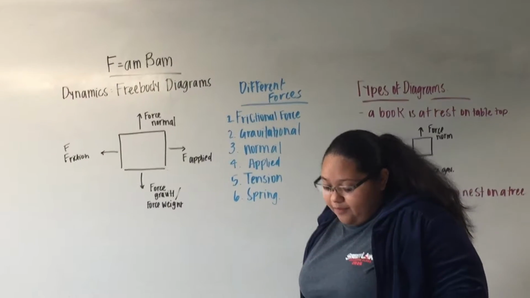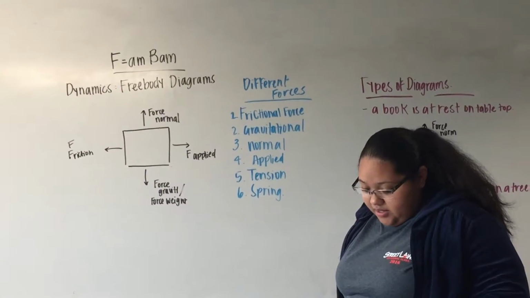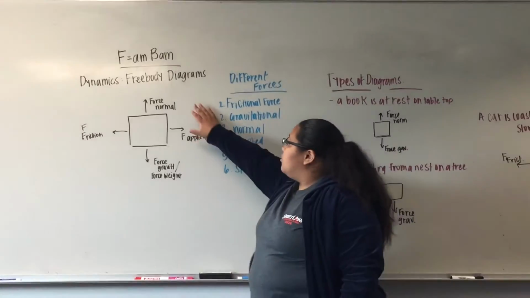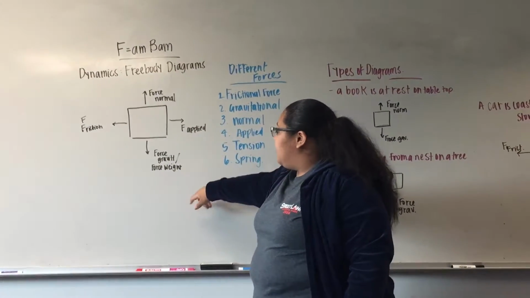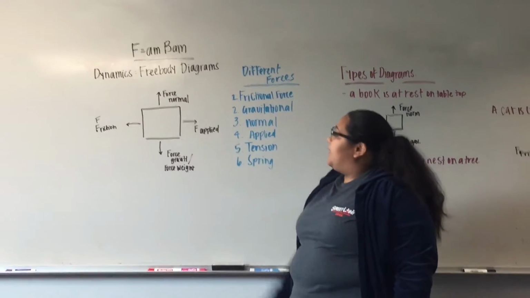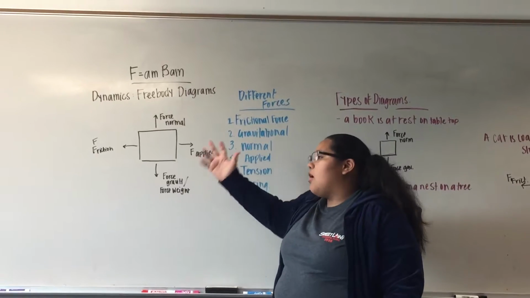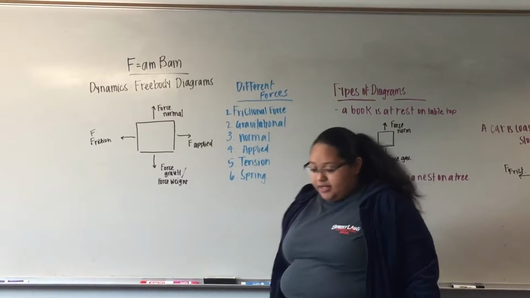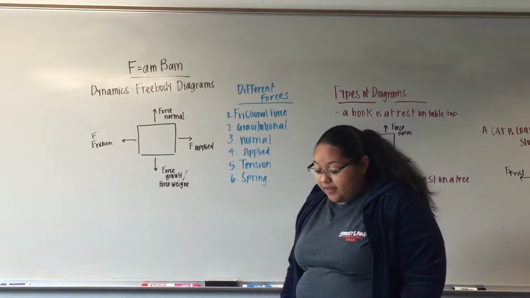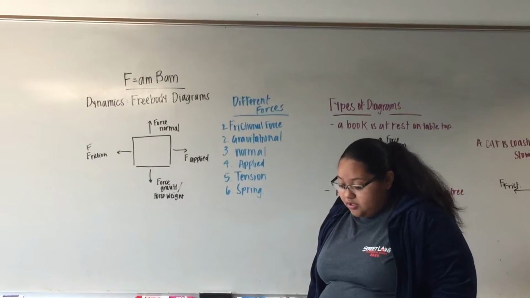You must label what type of force acts on the object. So we have force normal, force gravity, also known as force weight, force friction, and force applied. Those are the common ones that you use on a free body diagram. Objects don't necessarily have 4 forces acting on them all the time. It's important to know the different types.